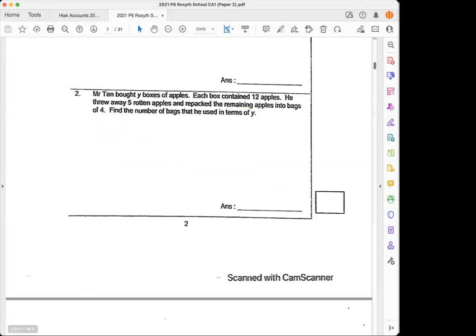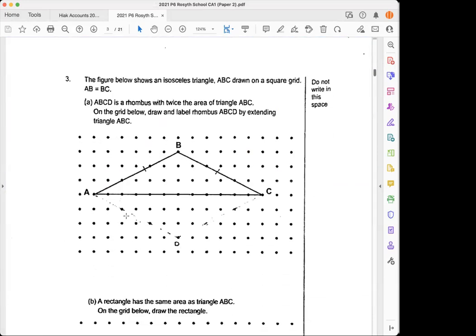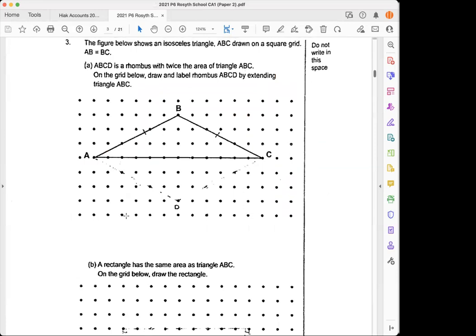Let's continue question number 3. So the figure below shows an isosceles triangle ABC drawn on a square grid, AB equal to BC. AB equal to BC means this is equal to this, all right? ABCD is a rhombus, so you have to draw it, it's pretty easy. Just draw a reflection of this and you'll get a rhombus.